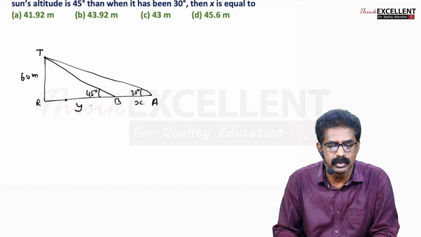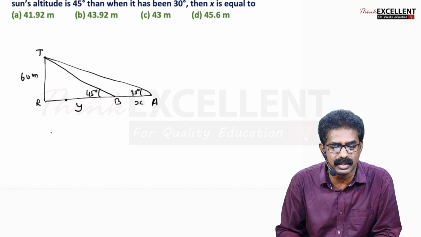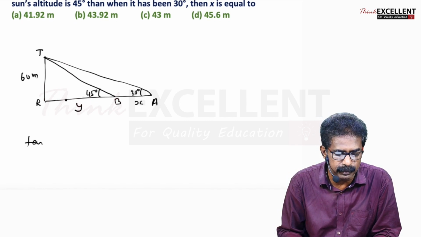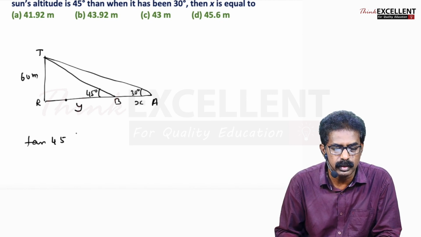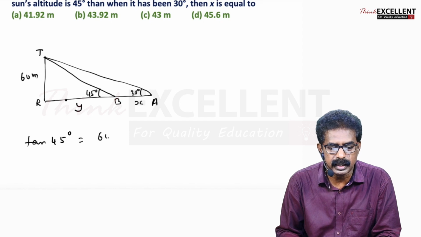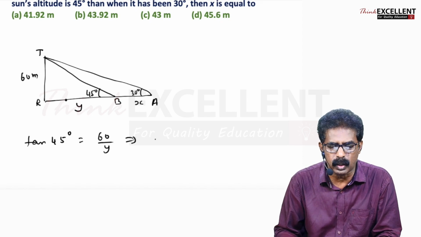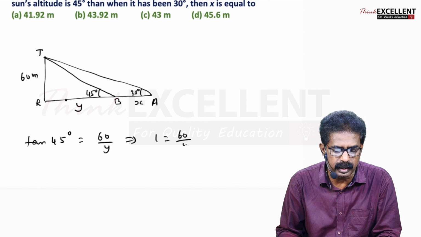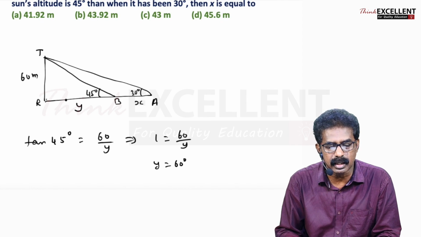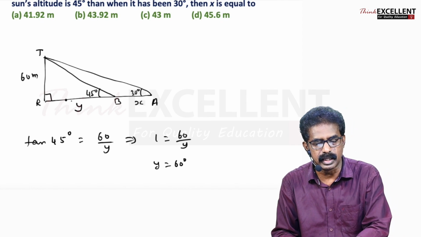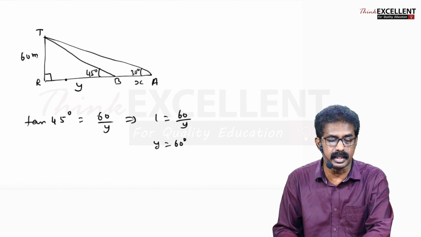Very simple. You take first that 45 degree triangle. So tan 45 degree is equal to opposite 60 by Y. Tan 45 is 1. 1 equal to 60 by Y. Cross multiply, Y equal to 60. Now take the big triangle ART or TRA. You find tan 30 now.